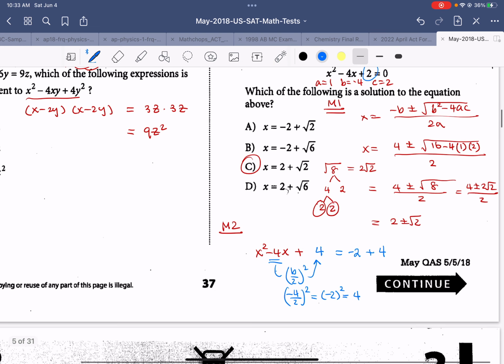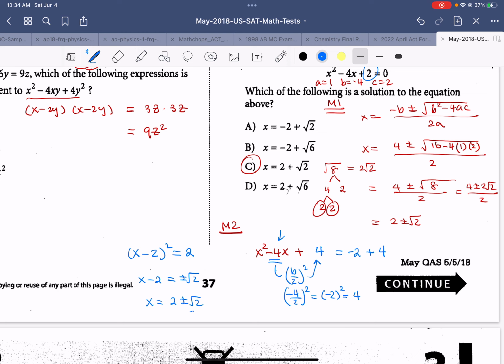So now you factor on the left-hand side. So x always half of the b. So (x minus 2) squared equals, on the right-hand side, negative 2 plus 4 will be 2. To solve for x, I complete the square. From there, to solve for x, you put square root on both sides. Then they will give you x minus 2 equals plus or minus root 2. And then when you add the 2 to both sides, x equals 2 plus or minus root 2.